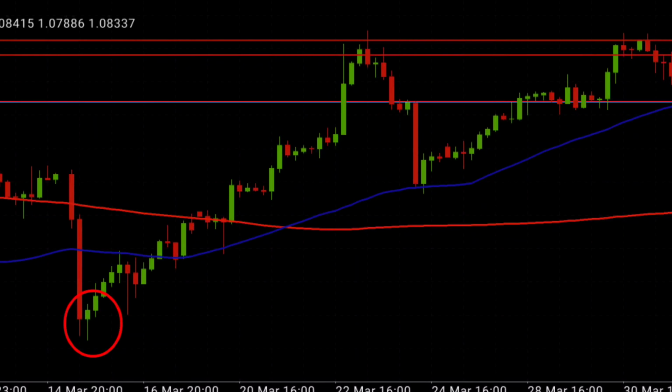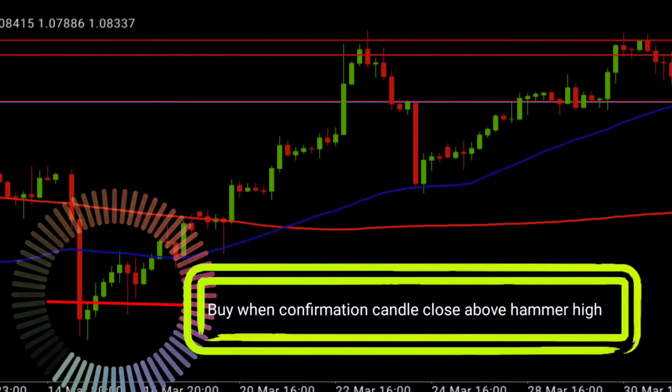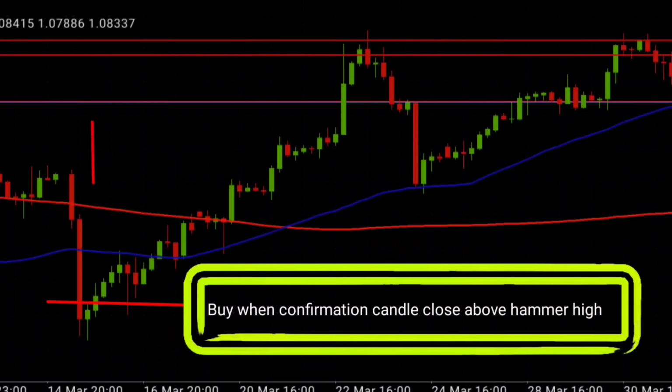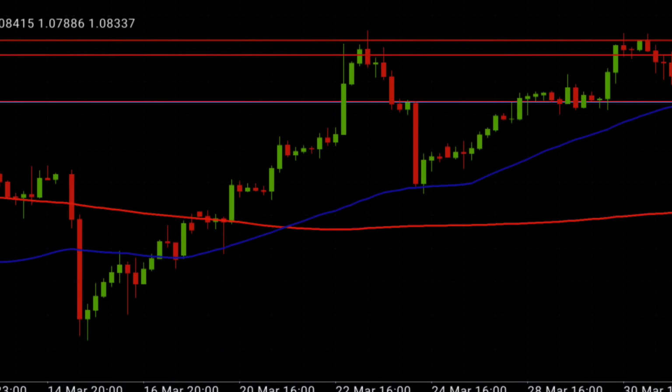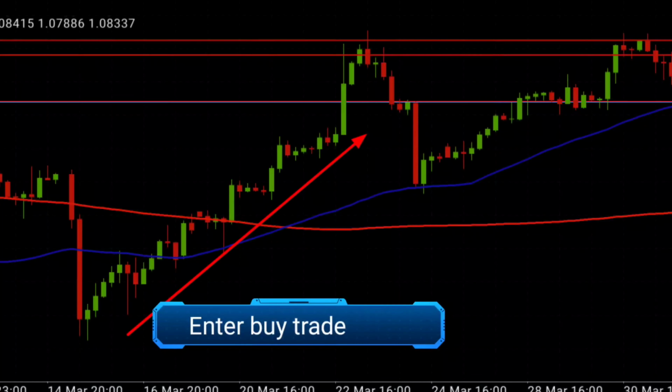This pattern shows that the bulls are taking control of the market and are likely to push prices higher. To confirm the hammer pattern, traders should look for a bullish confirmation candle, such as a white or green candle, that opens above the hammer's real body. This confirms that the buying pressure has continued and traders can enter a long position.